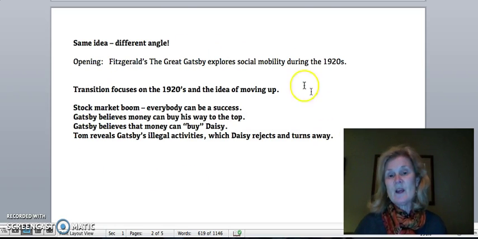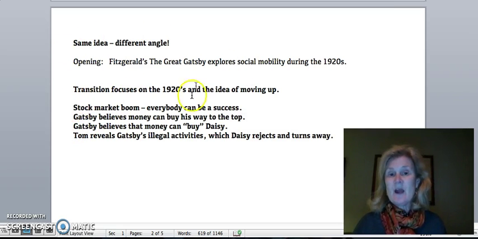And so when I look at that idea about how the classes are separated and one cannot shift from one class to the other, the nouveau riche cannot break into that old aristocracy, then the facts lend themselves to a little bit of a different contextual angle. So again, this is an angled introduction.